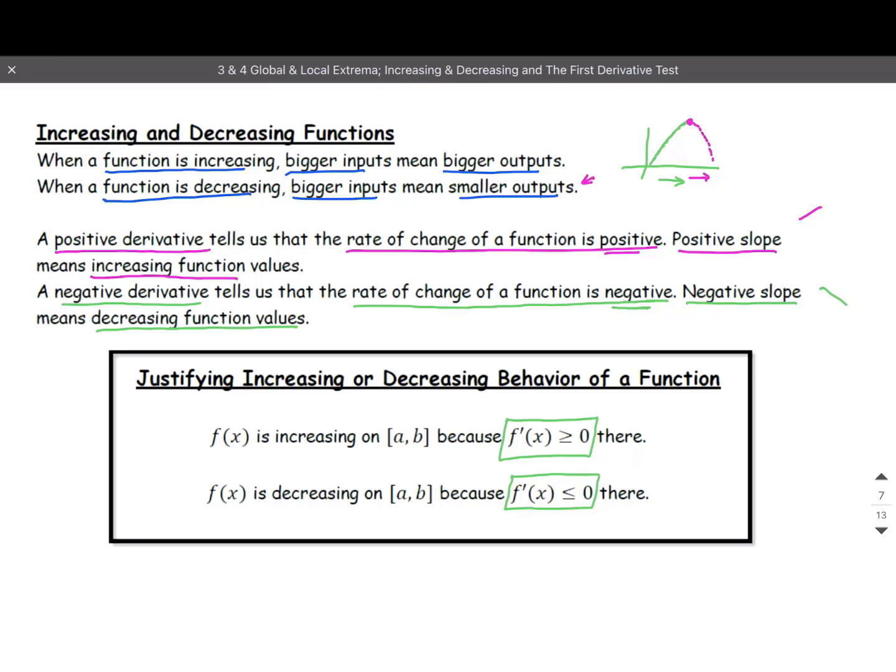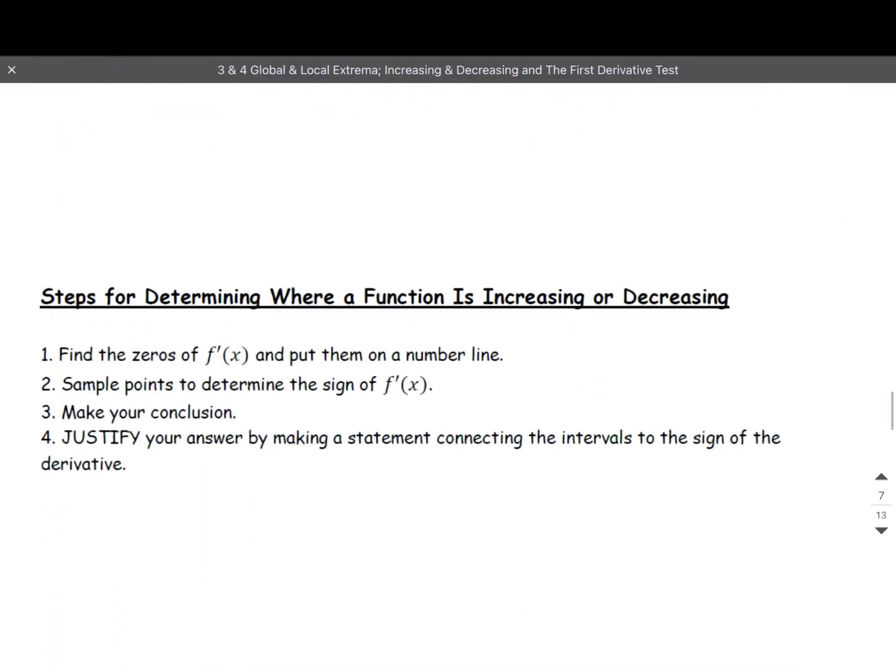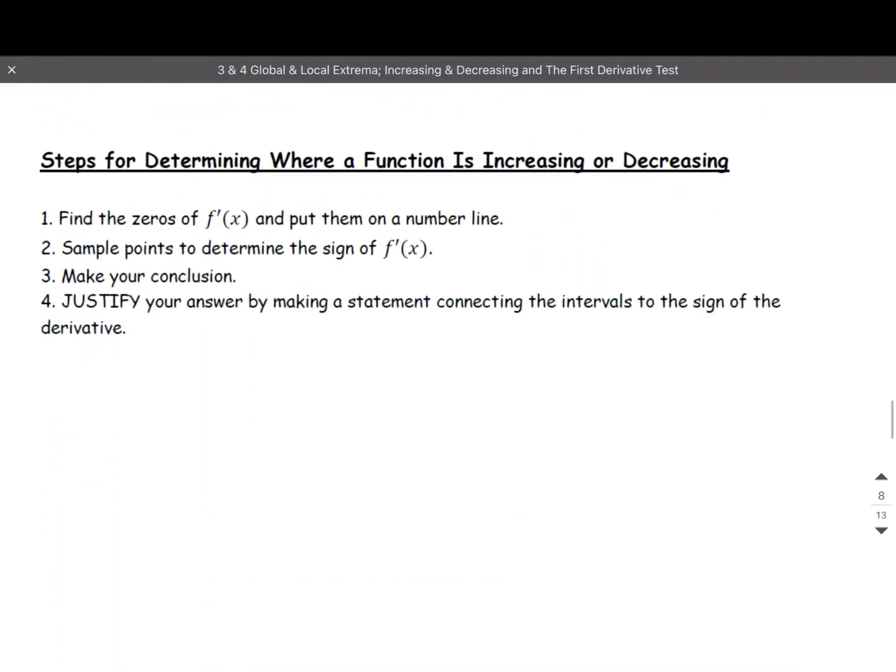So our critical points are included in both increasing and decreasing, okay? Now, how do we determine where a function is increasing or decreasing? First thing you do is you find the zeros of f prime of x and you put them on a number line, okay? Remember, we've done all these kinds of number lines before. And we sample points in to find when it's positive, negative, positive, right?